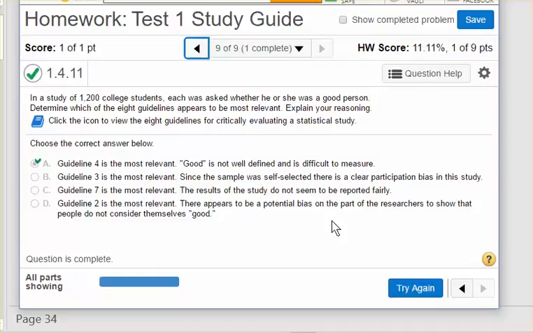There are a number of examples throughout your book about evaluating surveys, and so I challenge you to go through and do more examples so that you'll be better prepared for the quiz and the test.